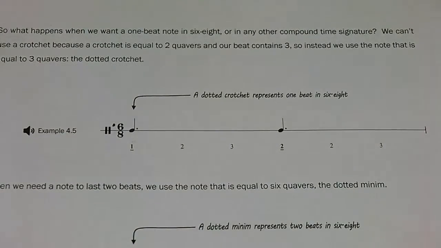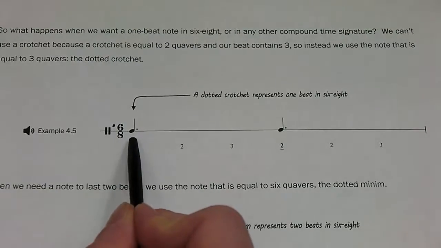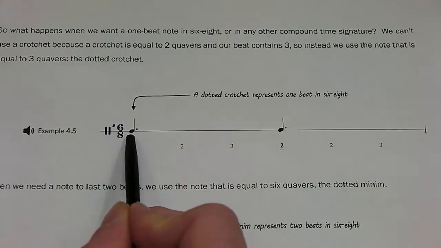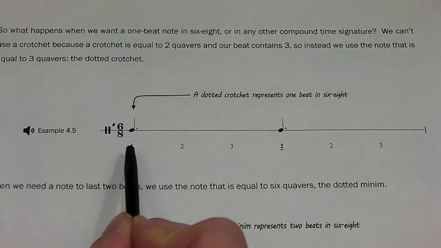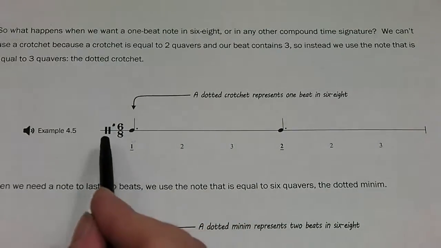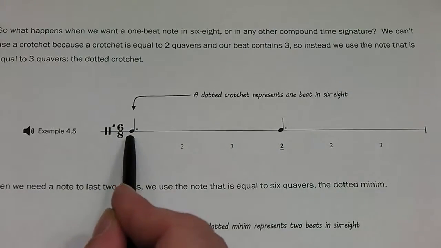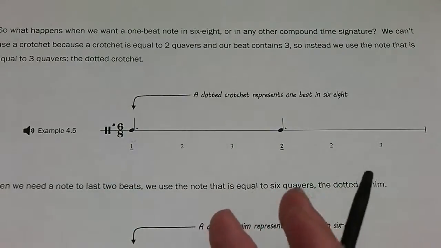When we want to write a 1-beat note in compound time or in 6/8 time, we use a dotted crotchet, because a dotted crotchet is equivalent to 3 quavers, which in 6/8 time take up 1 beat. That means that in 6/8 time or in compound time, a dotted crotchet is going to be worth 1 beat, whereas in simple time, which we've been doing so far, it's been worth 1.5 beats.